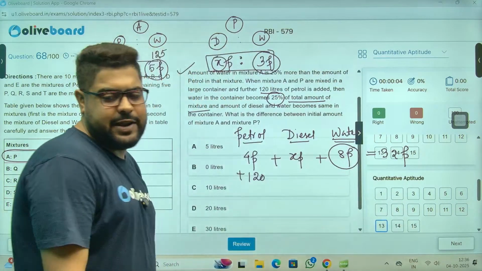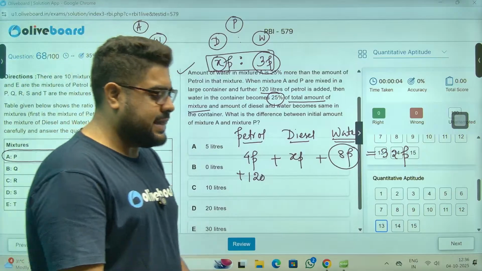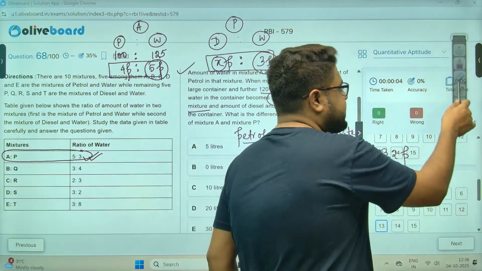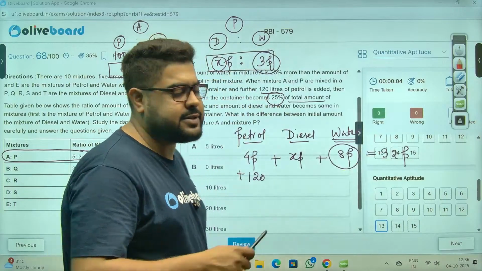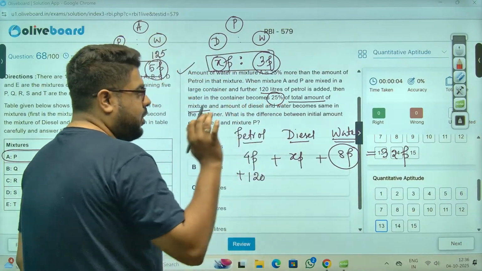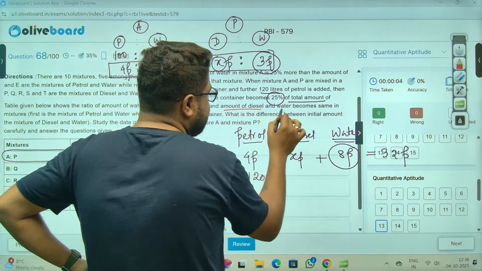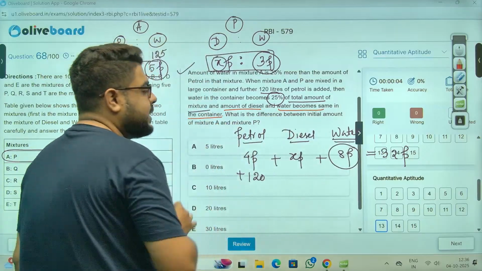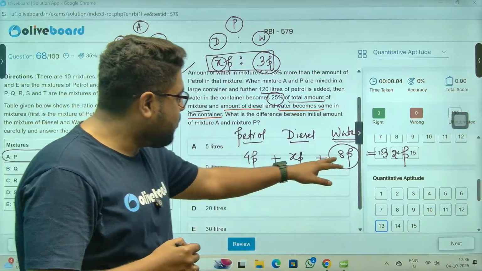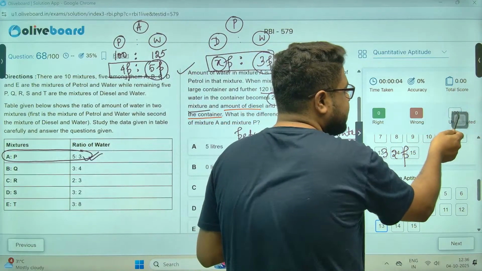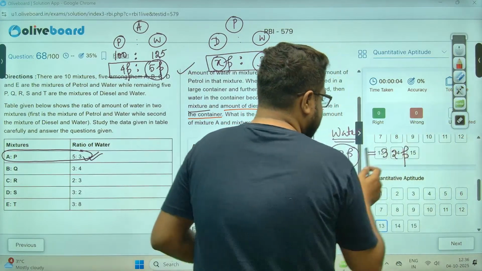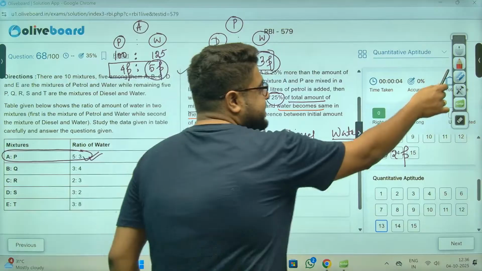Can I say this, everyone? Can I simply say this? The total mixture, if the water becomes 1/4, meaning the total mixture will be 4 times. Do the calculation. And one more thing, amount of diesel and water becomes the same in the container. So meaning water and diesel is the same, meaning the value of X will become 8, sir. You see, can I say this? XP will become 8P, sir.